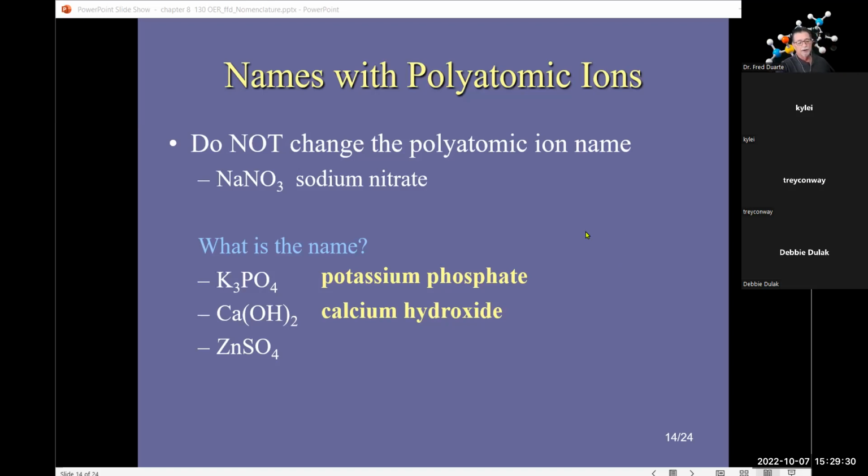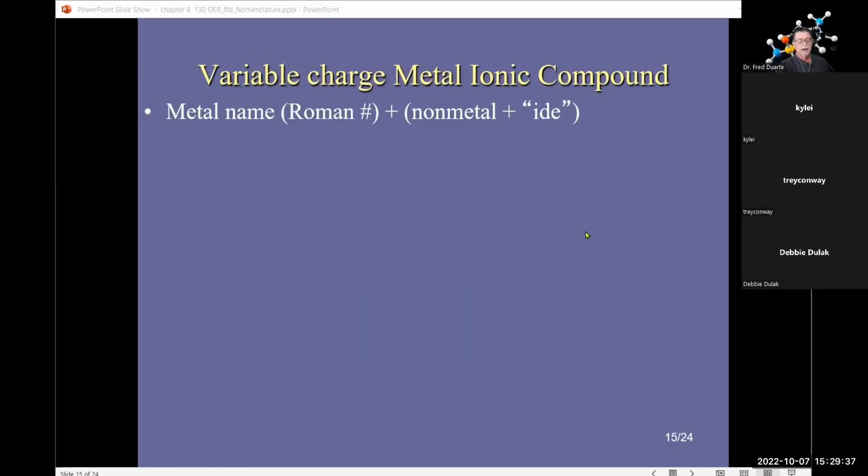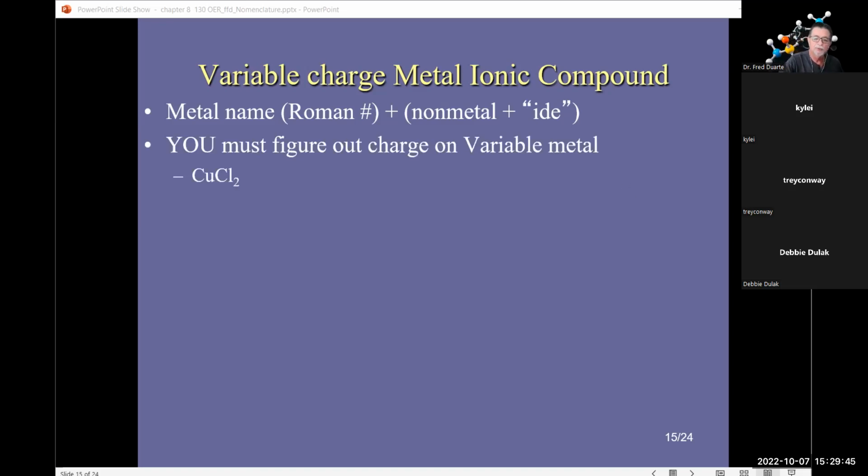Anyway, here we go, zinc, and we've got sulfate. This is called zinc sulfate. And now with respect to the multiple charge atoms, a variable charge, we have to use a Roman numeral. So the question is, how do I know?